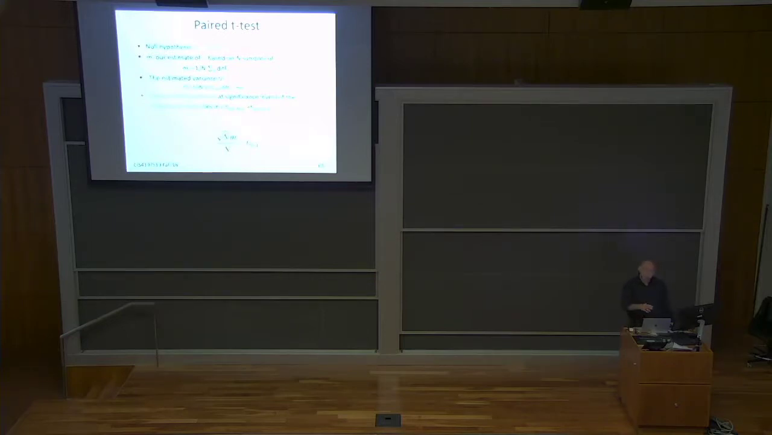So once you compute this, you basically go to a curve of the T distribution, and you read off from there what is the significance level of the difference. That's basically it.